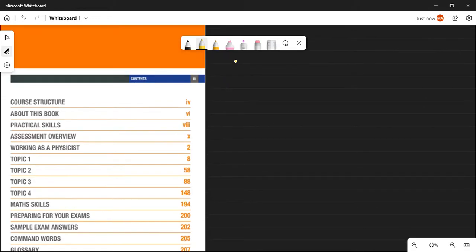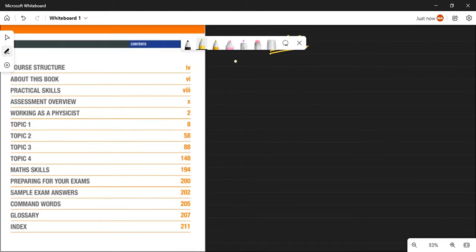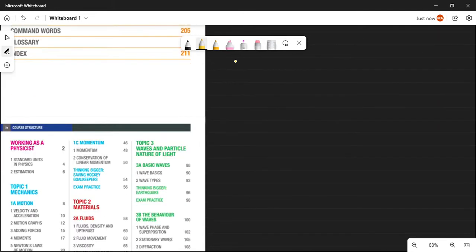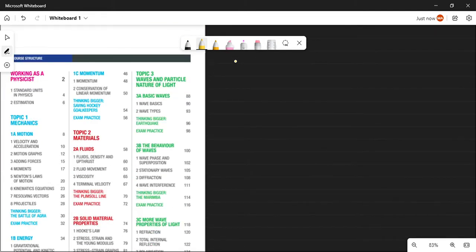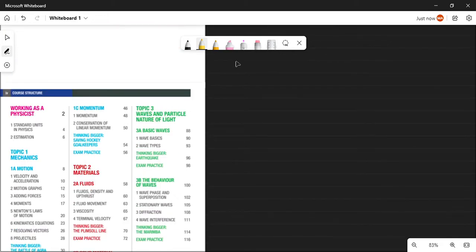So at first, today I will be talking about vectors. So why vectors? This is the index of our book. It has 4 topics, topic 1 to topic 4 and some additional things, and these are the topics which will be discussed. Topic 1 mechanics, topic 2 materials. So in mechanics we have 3 sections, 1A to 1C.